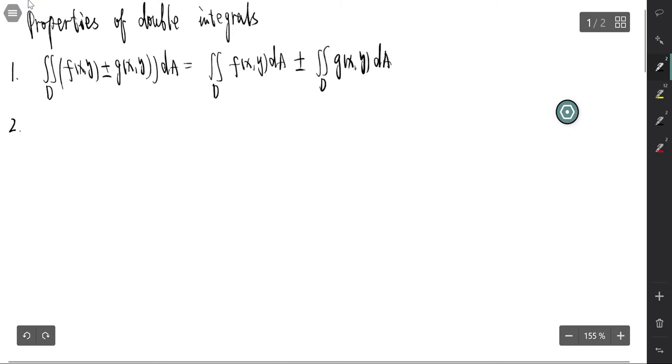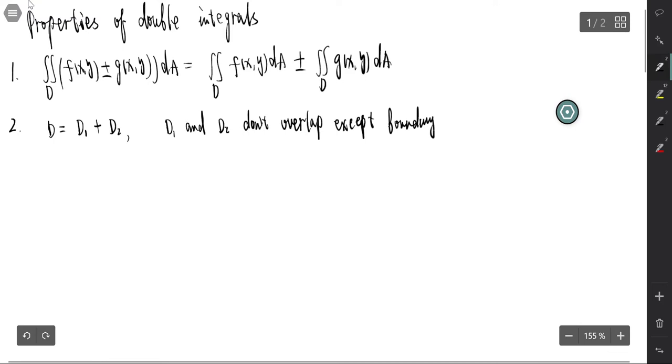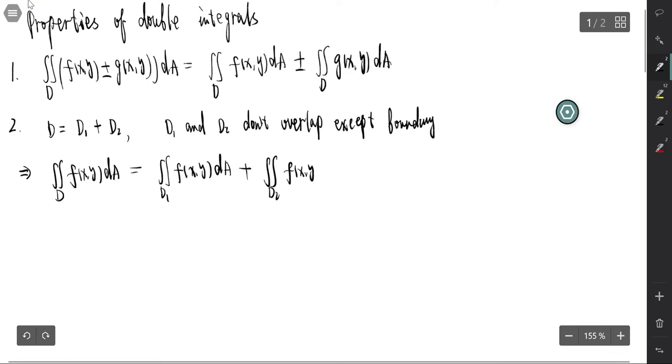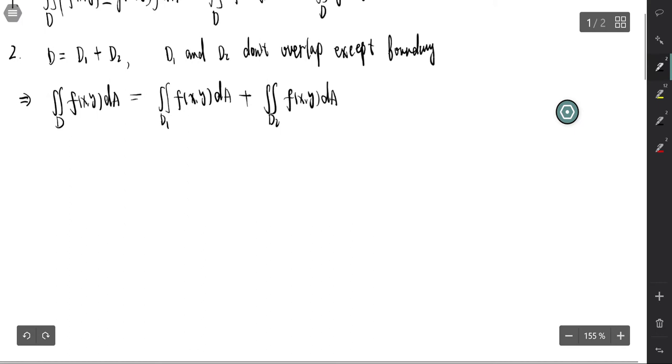The second is, if the region can be divided by two regions and they do not overlap, except boundary, then the integration of f(x,y) dA can be read as a summation of two double integrals. This also can be proved by the definition directly.